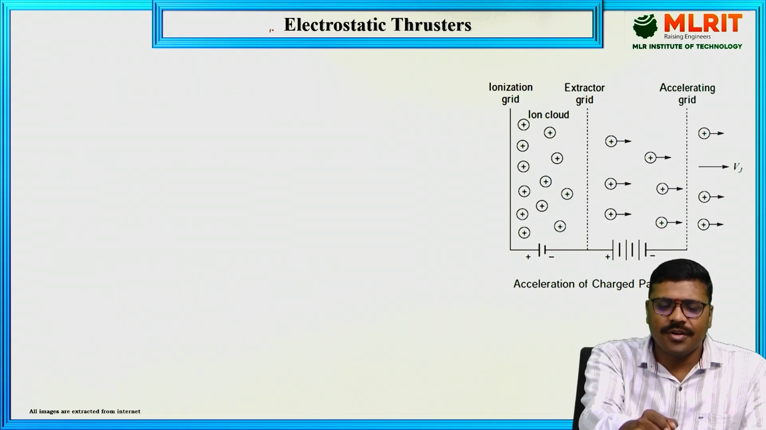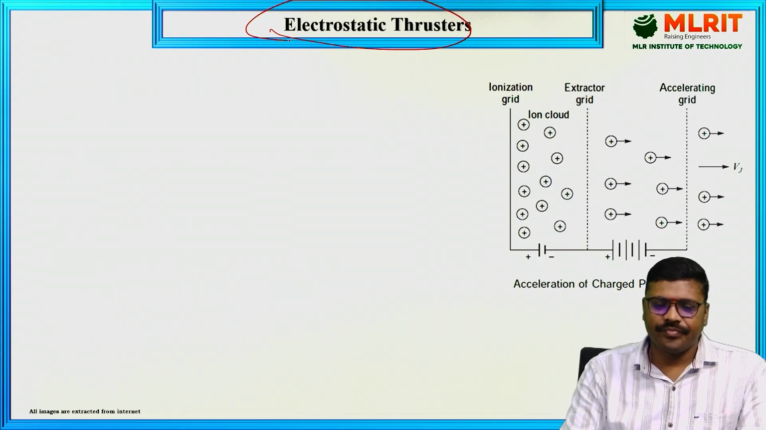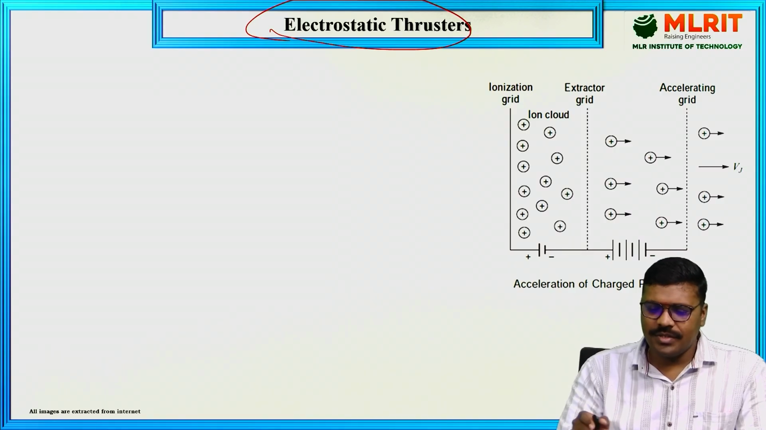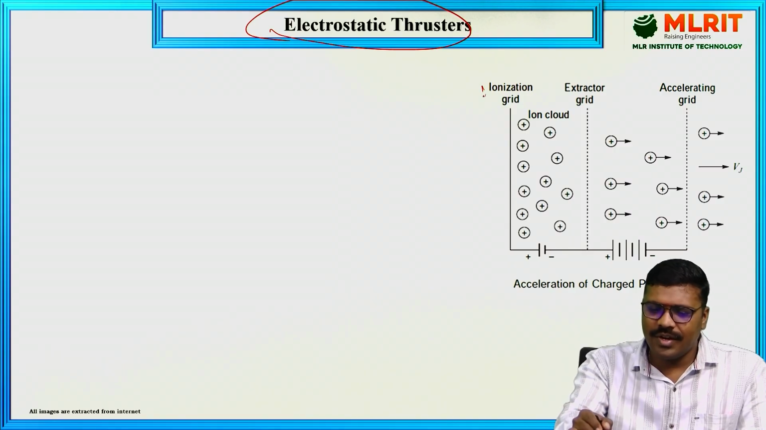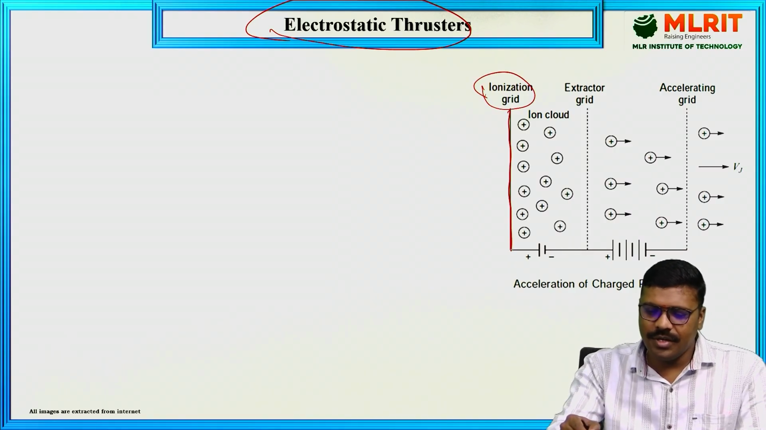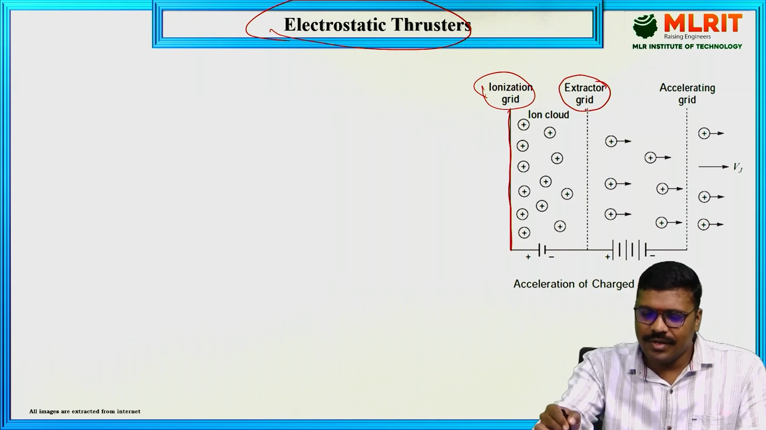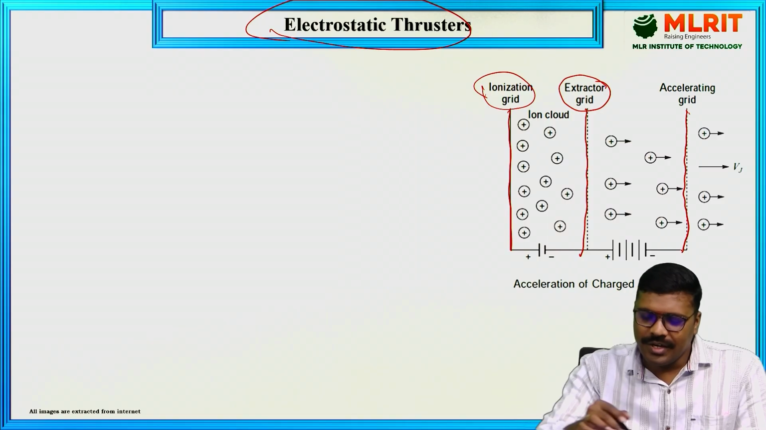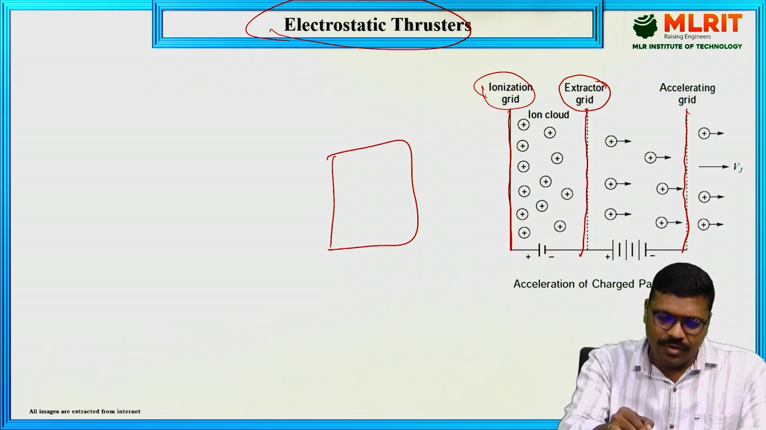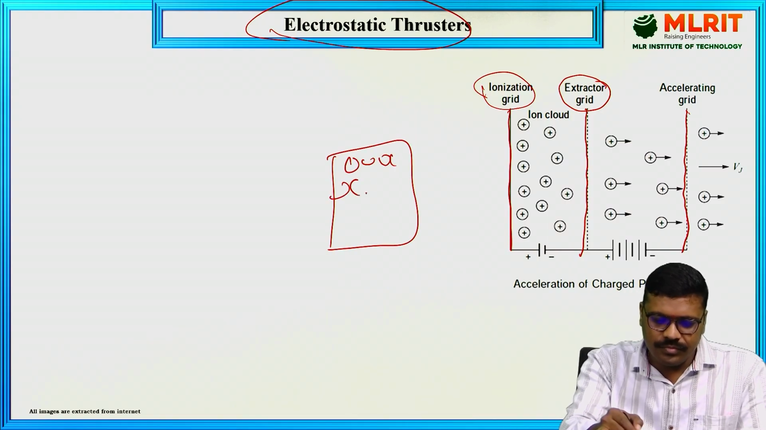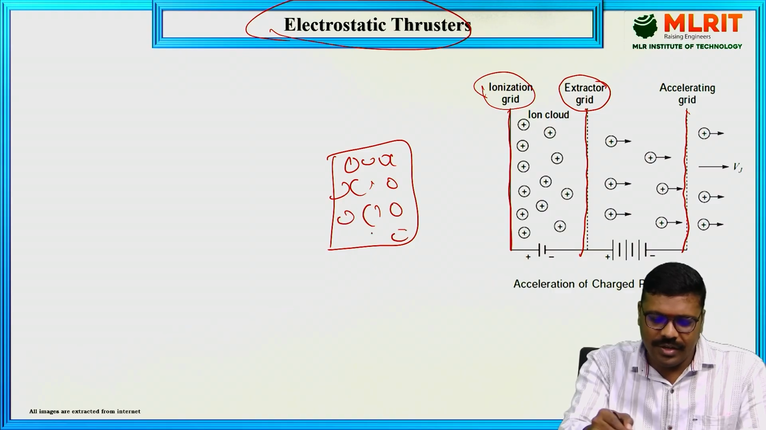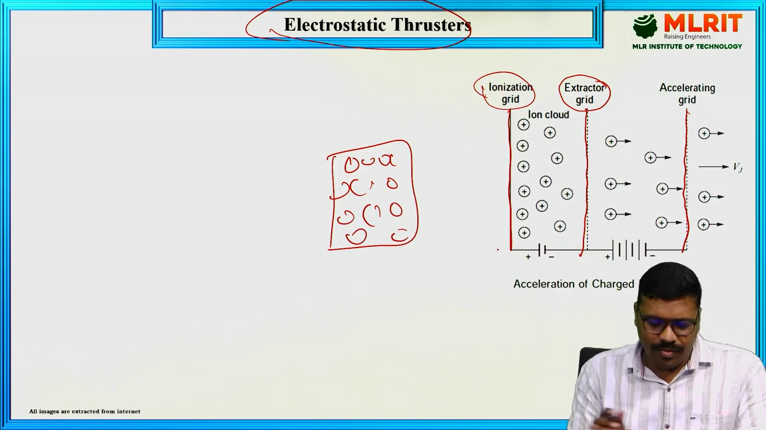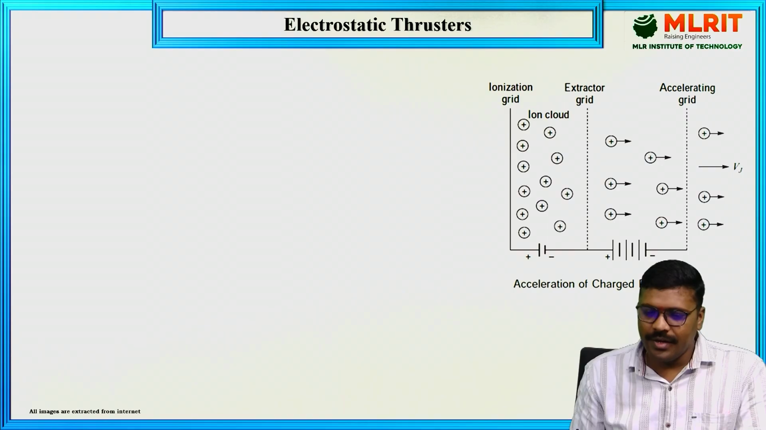Next one is electrostatic thrusters. Here you can see the diagram. You can see one ionization grid, this is the ionization grid, this is the extractor grid, and this is the acceleration grid. A grid is nothing but a plate with a number of holes, a perforated plate. So we'll see how this electrostatic thruster works.